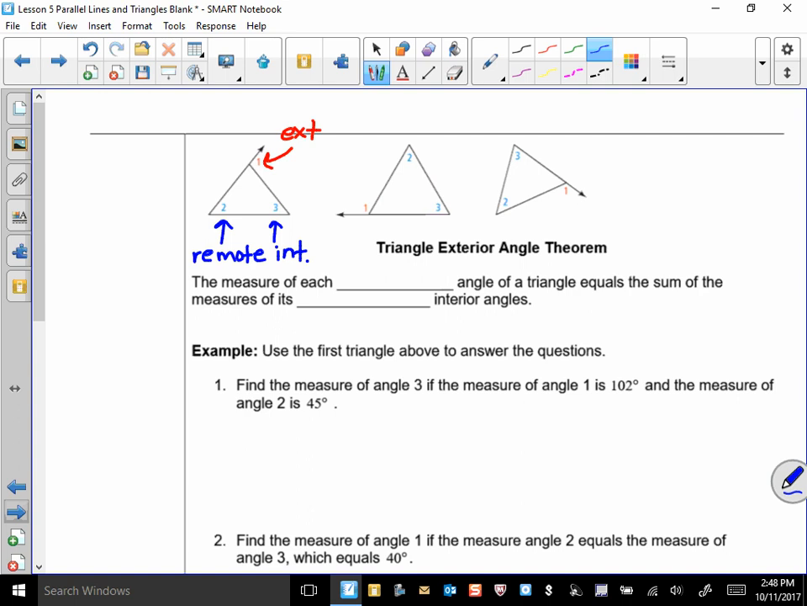And that leads us to the next theorem that says the measure of each exterior angle equals the sum of the measures of its remote interior angles. So, for instance, the measure of angle 1 equals the measure of angle 2 plus the measure of angle 3 in all 3 of these triangles that you're looking at up there.